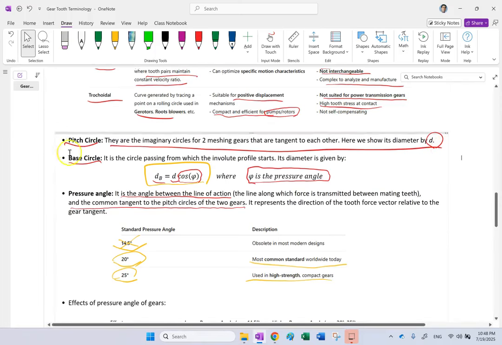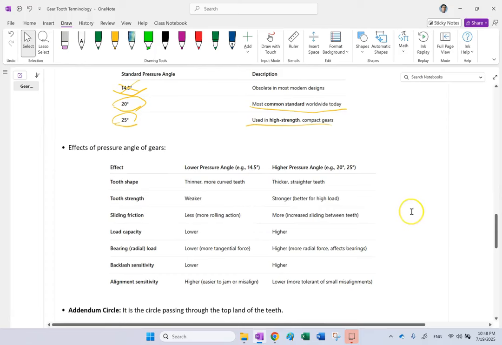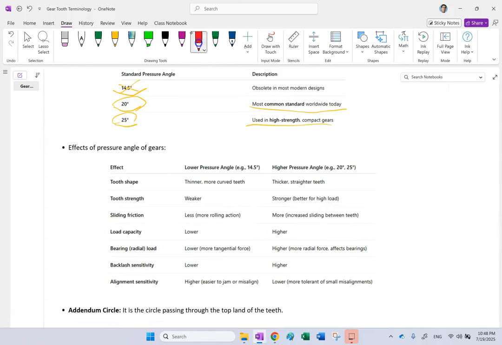So why is this angle important? Let me show you with an example. If you pick a low pressure angle or a higher pressure angle, what is the difference? The first one is, if you pick a lower pressure angle, your tooth shape is going to be thinner. Here it is going to be thicker. So here you might have something like this, and here you might have something like this. Clearly, this one can carry more load than this one does. So this is stronger, this is weaker.